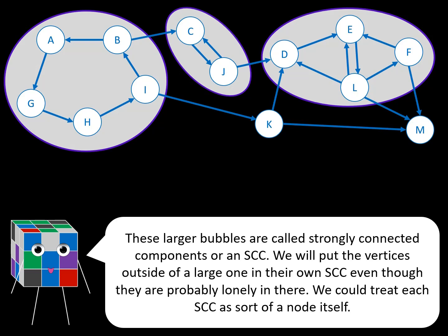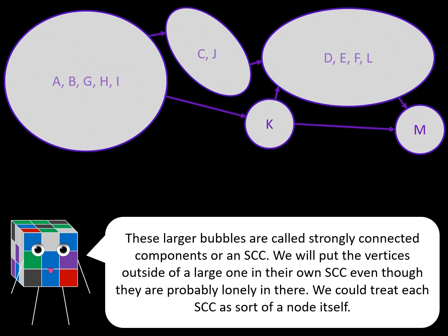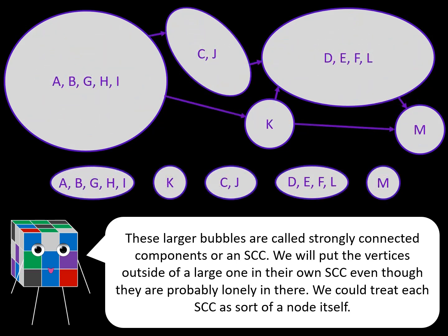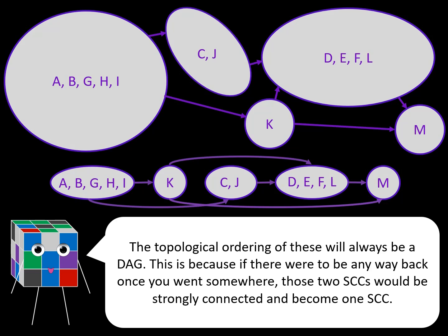We will put the vertices outside of a large one in their own SCC, even though they're probably lonely in there. We could treat each SCC as sort of a node itself. The topological ordering of these will always be a DAG. This is because if there were to be any way back once you went somewhere, those two SCCs would be strongly connected and become one SCC.